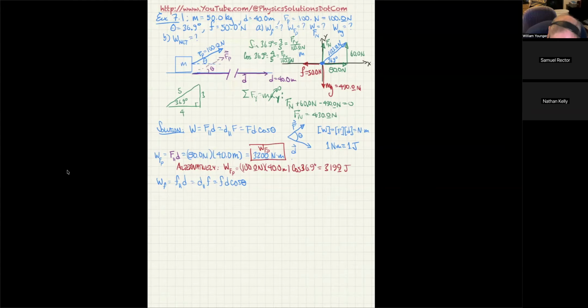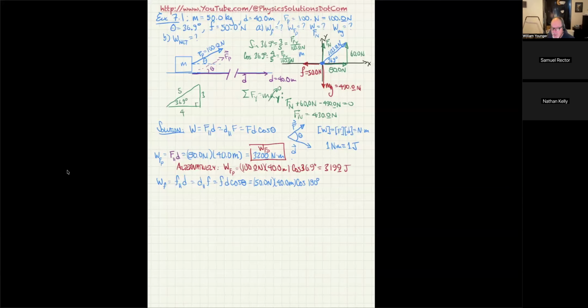And now you can see that the vector extends from the front edge of the box to 40 meters away from the front edge of the box. And it's a vector that points to the right. You see that the displacement is pointing to the right, the friction force is pointing to the left, so the angle between them is in fact 180 degrees. That's the difference in putting them tail to tail, which is what you need to do to use this formula. So in this case, I'm going to say 50.0 newtons times 40.0 meters times the cosine of 180 degrees.